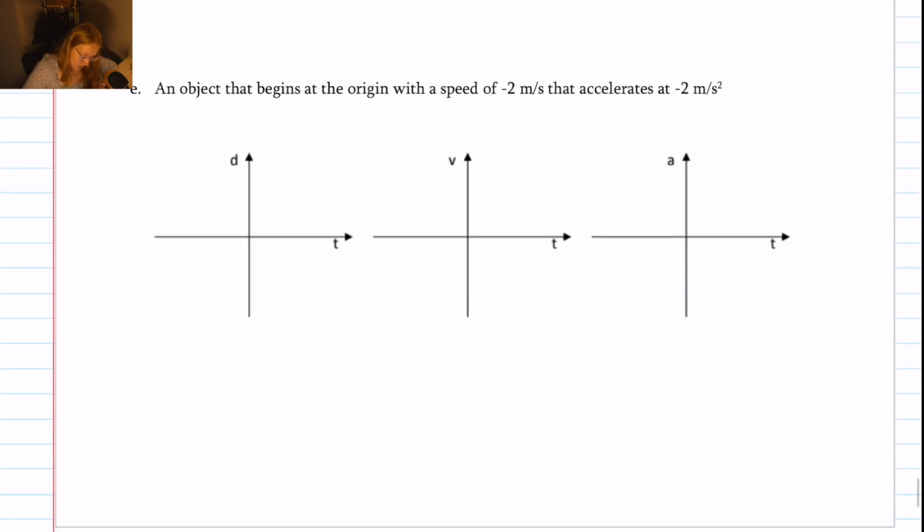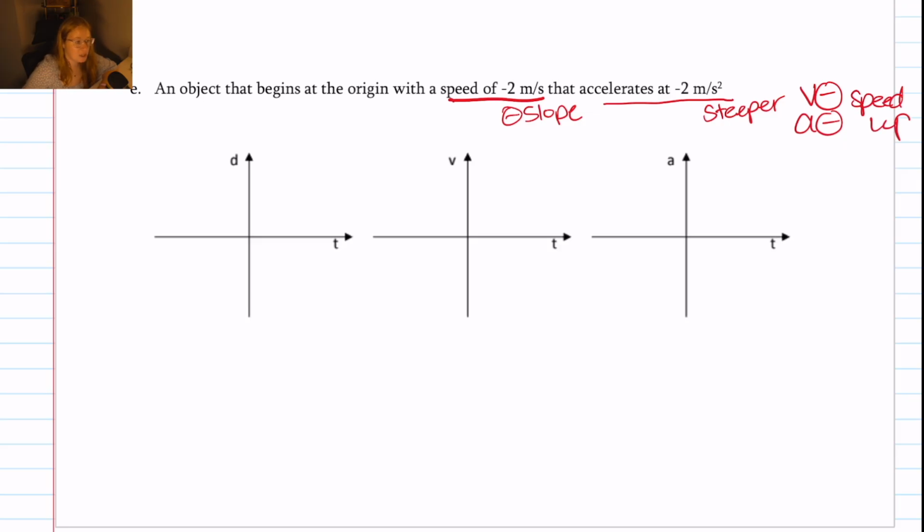An object begins at the origin with a speed of -2, so we shouldn't start flat. We should start with a negative slope at the very beginning. But then it accelerates negatively, so we should be getting steeper since our acceleration is negative and our velocity is negative. It should speed up, but negatively. It should be traveling to the left.